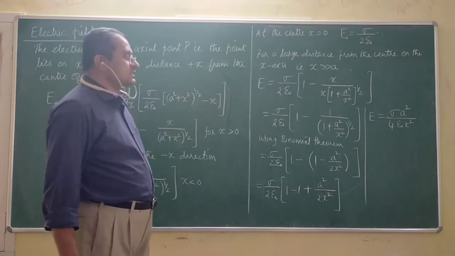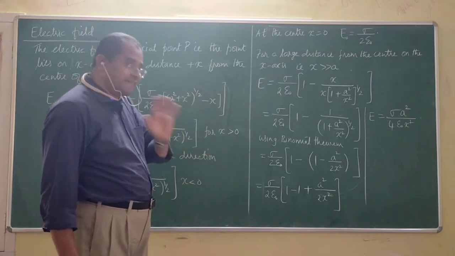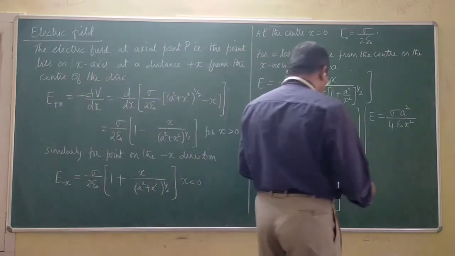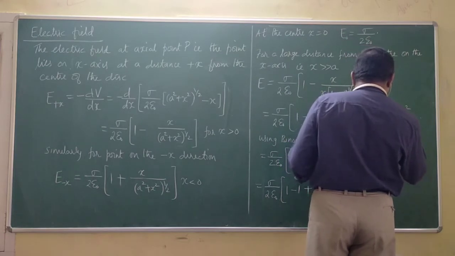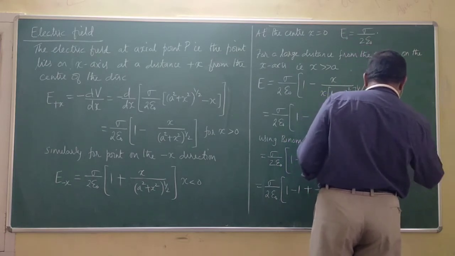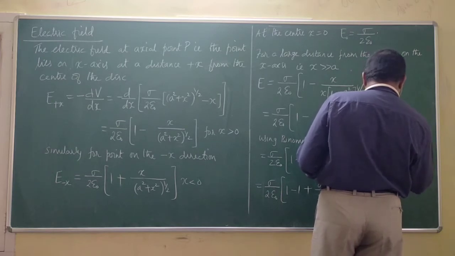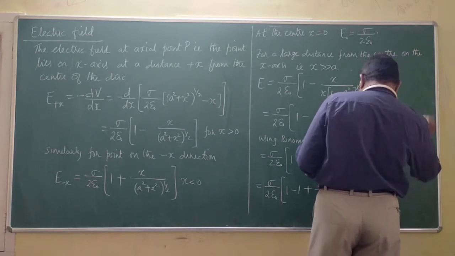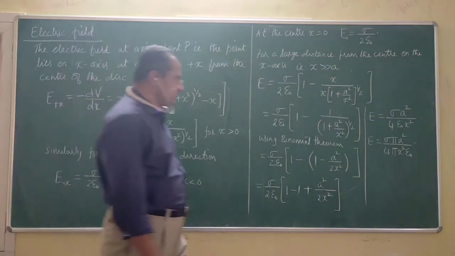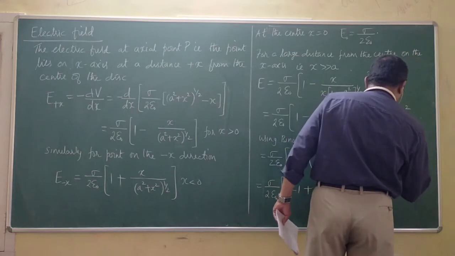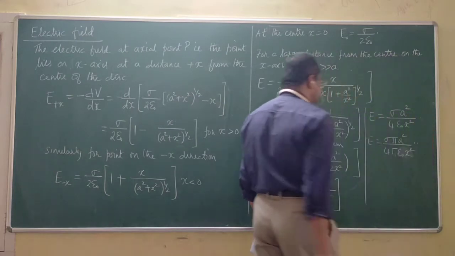In that expression, I am going to multiply and divide by pi, value will not change. If I multiply and divide by pi, what happens? Sigma pi a squared divided by 4 pi x squared epsilon naught. Is that okay to you? Or I will put it this way: 4 pi epsilon naught x squared.